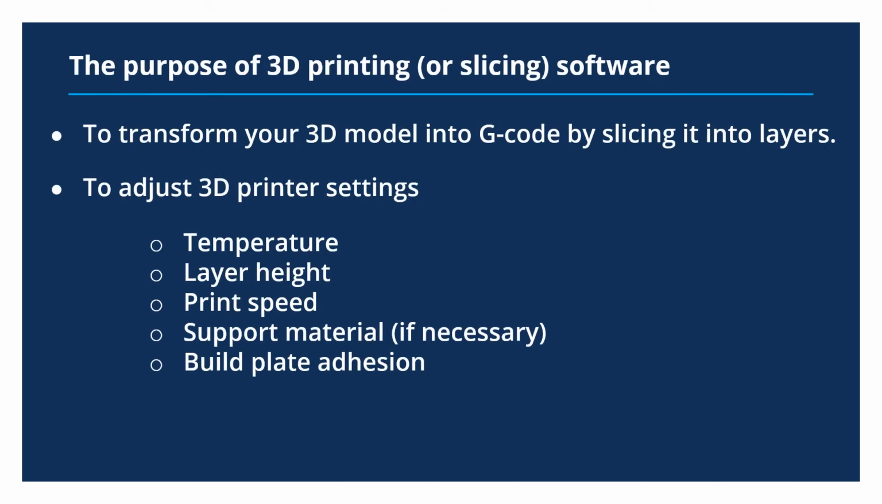The purpose of 3D printing or slicing software is to transform your 3D model into G-code by slicing it into layers. It also adjusts the 3D printer settings, and you can change those settings to what's appropriate for your model. Remember, while having a 3D model is the first step in creating a 3D print, how you adjust your settings in the 3D print software will determine the outcome of your physical print. Each model will have its own unique needs and require different settings.